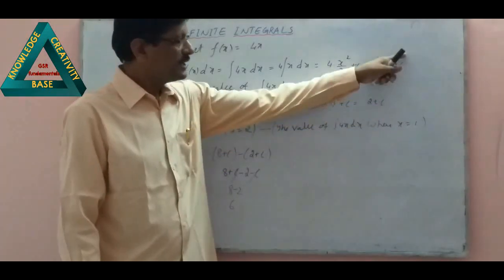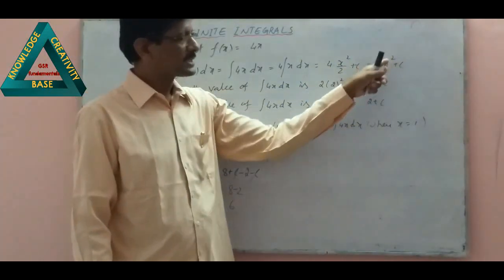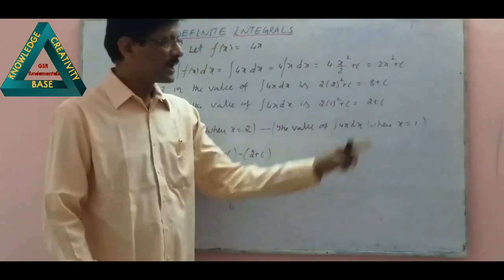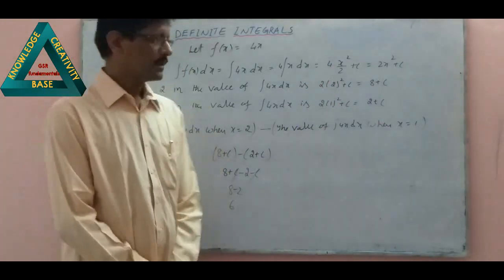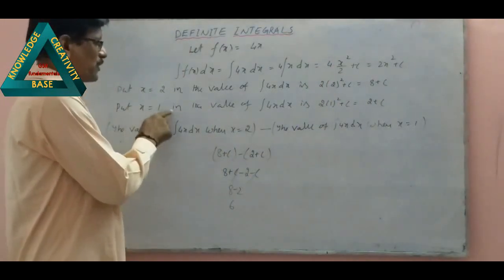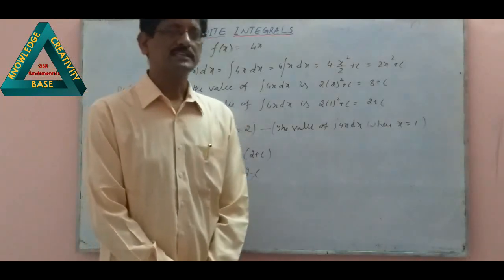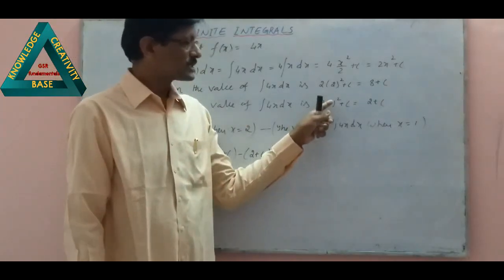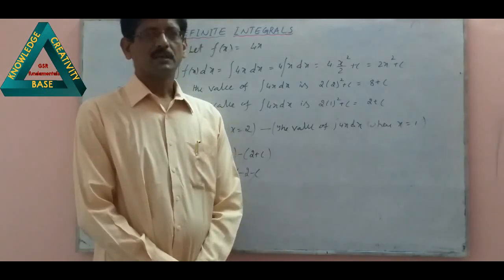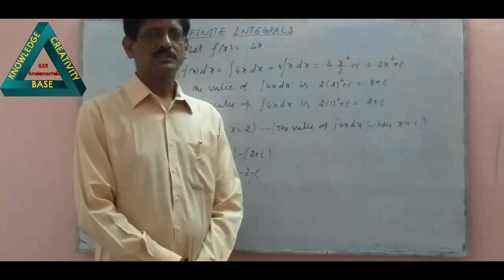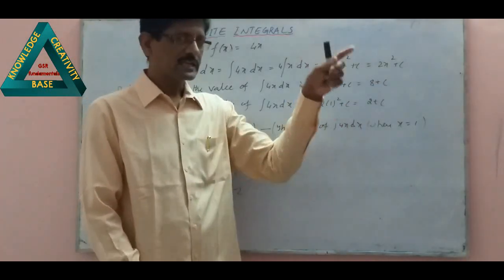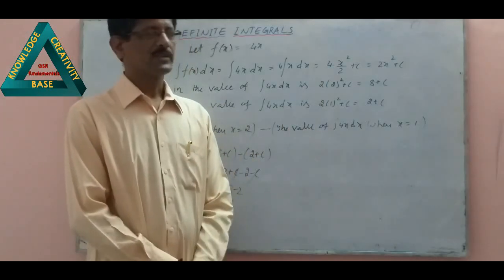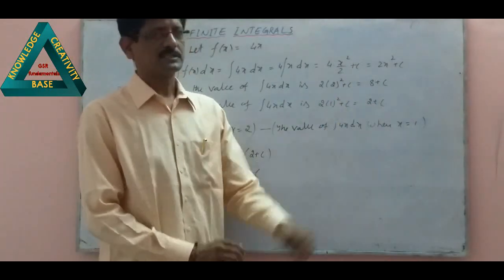In this indefinite integral, substitute 2 in place of x, we get 8 plus c. Next, put x is equal to 1 in the value of integral 4x dx, which is 2 into 1 square plus c, equal to 2 plus c. First you substituted x is equal to 2 and got 8 plus c. Next you substituted x is equal to 1 in the indefinite integral, we get 2 plus c.